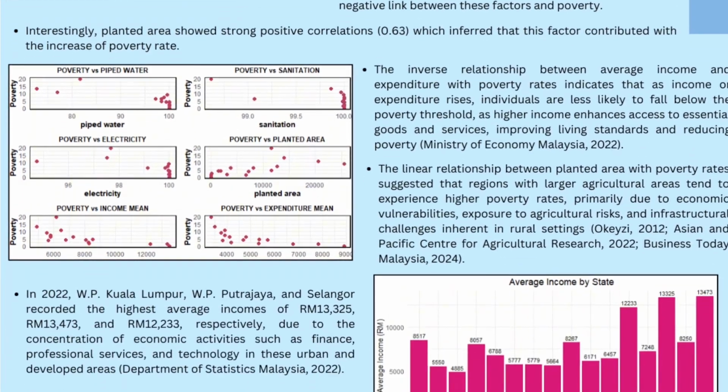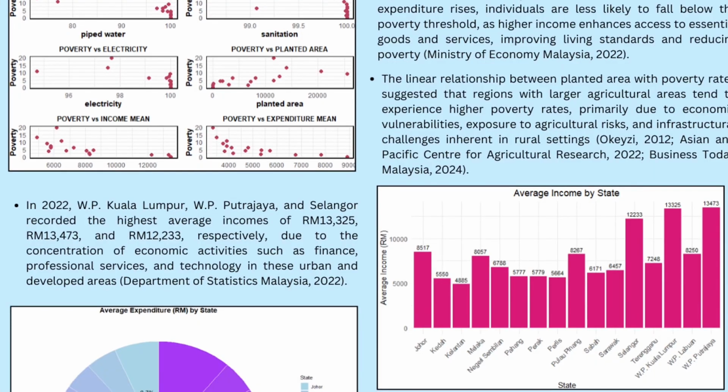Moving on to the next figure, which is the average income by state in Malaysia in 2022. It can be demonstrated that Kuala Lumpur, Putrajaya, and Selangor recorded the highest average incomes due to the high concentration of economic activities such as finance, professional services, and technology in these urban and developed areas.